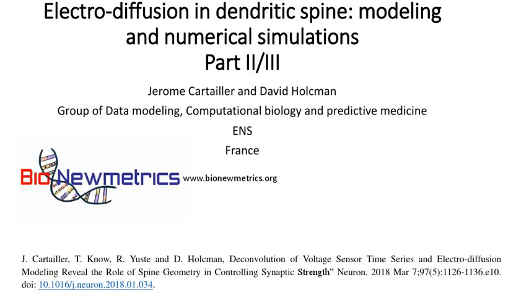So this is the second of a series of 3 talks about electro-diffusion applied in dendritic spine, and today we'll discuss the aspect of modeling and numerical simulations. All software is available on bionumetrics.org at the following address, and some of the content was already published in this Neuron paper in 2018.